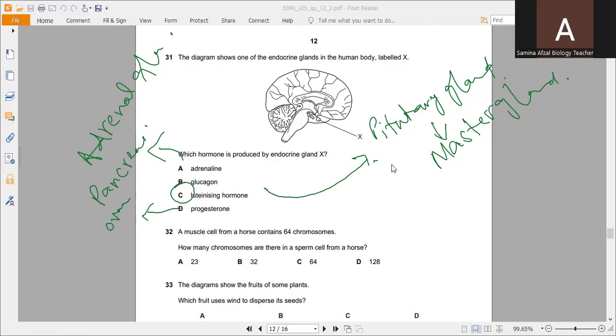Question number 32. A muscle cell from a horse contains 64 chromosomes. How many chromosomes are there in a sperm cell from a horse? Well, 64 in a muscle cell, but in the gametes, or the sperm cells, the chromosome number is reduced to half. So it will be 32. So B is the correct option over here.